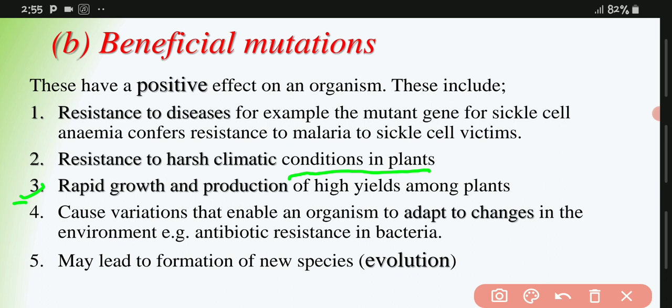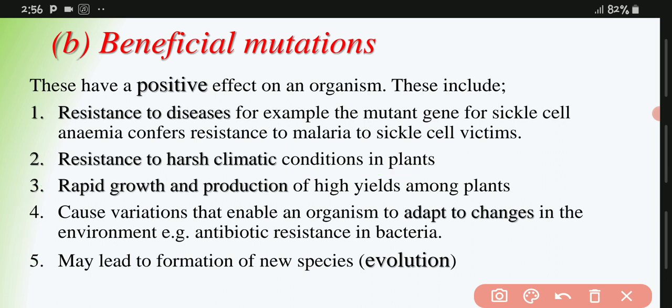Benefit number 4, mutations cause variation that enables an organism to adapt to changes in the environment, for example antibiotic resistance in bacteria. Number 5, lastly, mutations may lead to the formation of new species, in brackets, evolution. I already made a video about evolution, so just look for it and keep on reading.